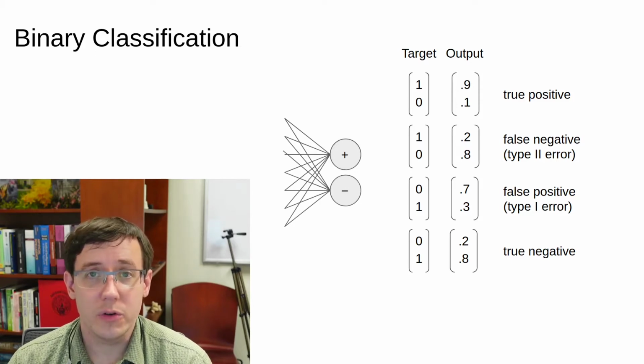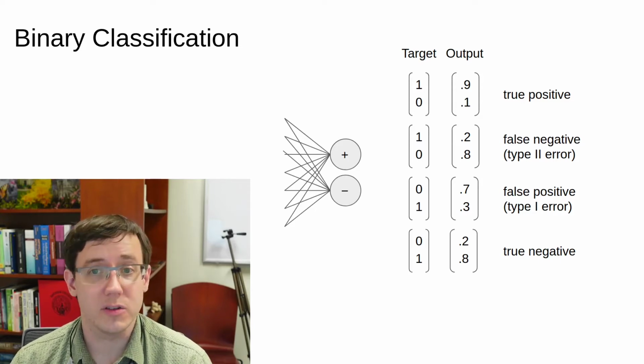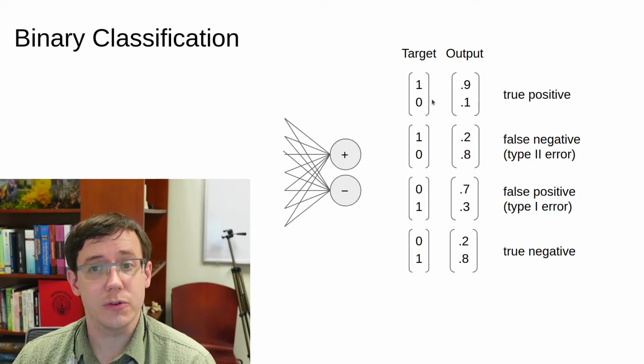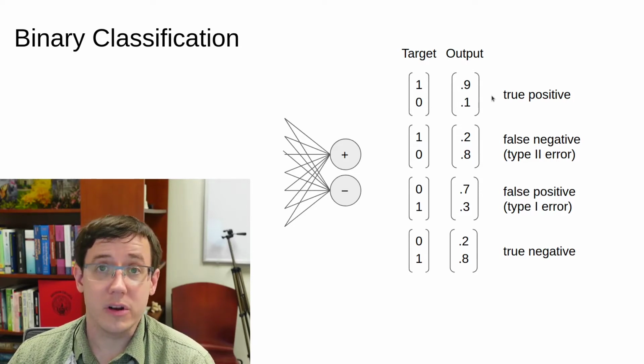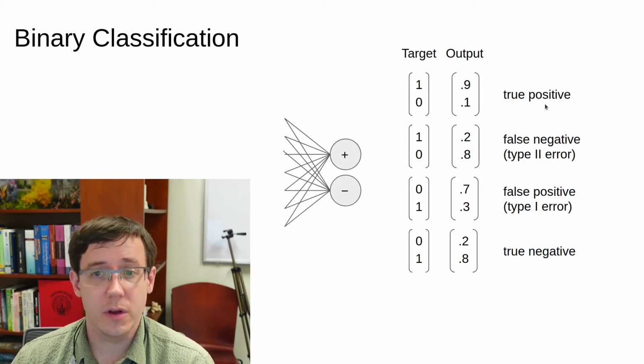When our network produces a two-vector of outputs and we decode that to a category label, there are four possible outcomes. We could have a target of 1, 0, meaning that the data point belongs to the first category, and if our decoded output agrees, we call that a true positive.